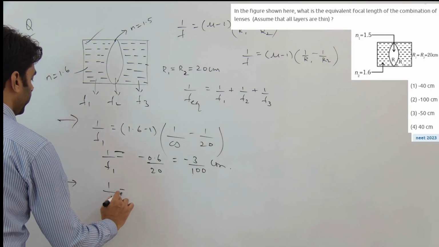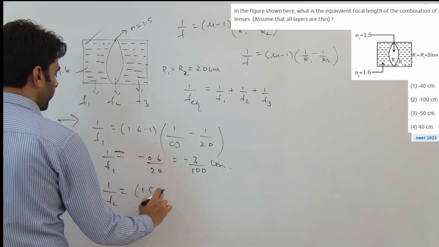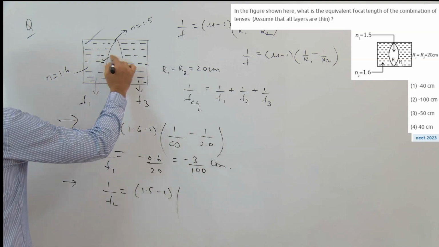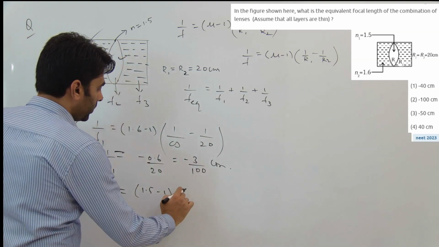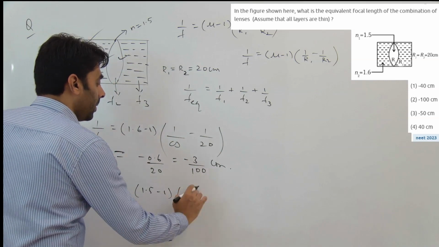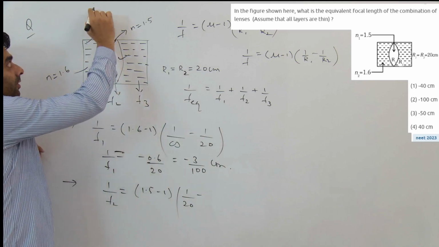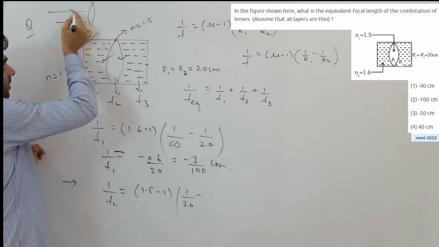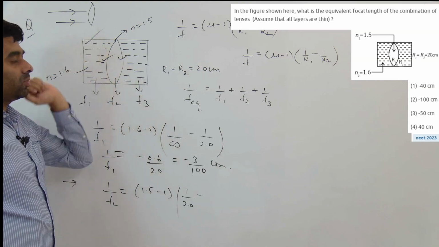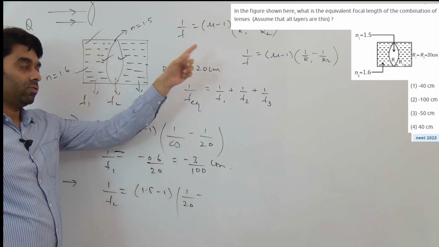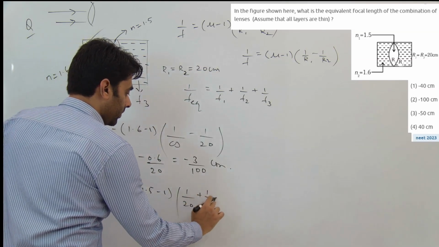1 by f2. f2 is this biconvex lens, so it will come out to be mu minus 1, 1.5 minus 1, 1 by r1 minus 1 by r2. R1 is 20 centimeter, R2 is also 20 centimeter. So it will come out to be 1 by 20 minus of minus, because this value we will be taking when you consider the light ray coming in this manner. So R1 sign will be taken positive, whereas R2 sign will be taken negative. This lens maker's formula is applied with sign convention. So R1 minus of minus 20.